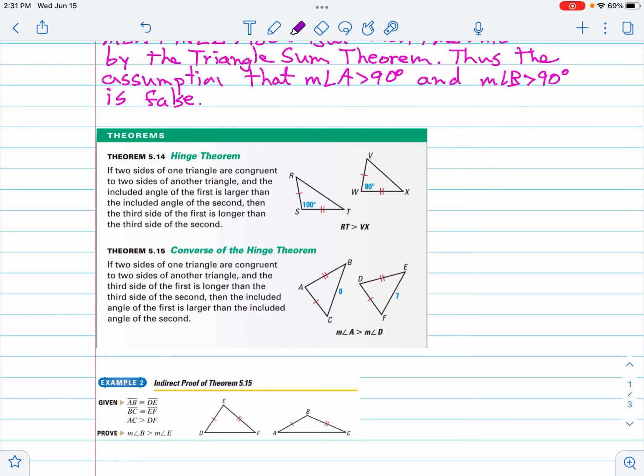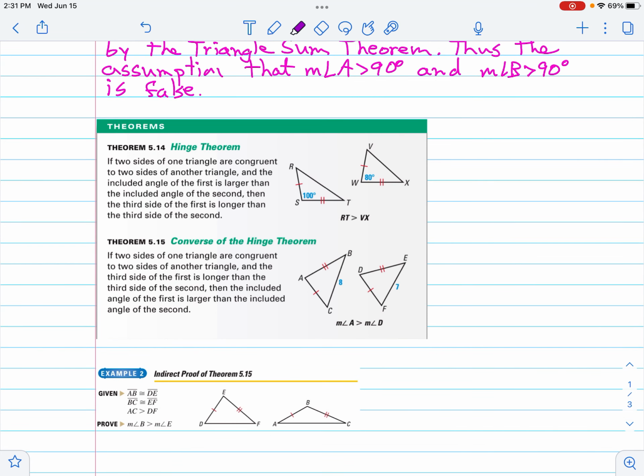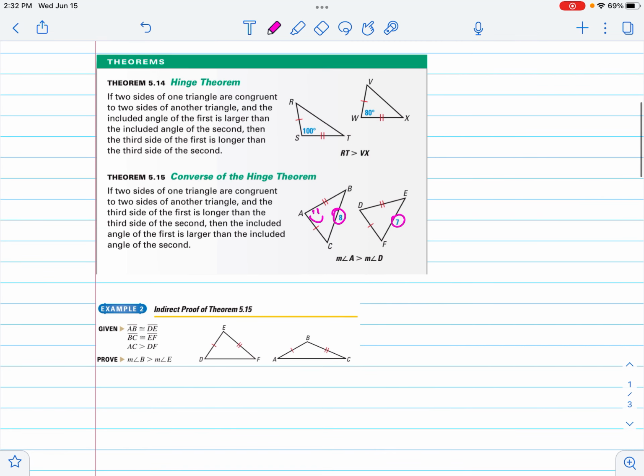Now the converse of that. Let's suppose that once again you have this side congruent to this side, and this side congruent to this side, corresponding sides. Well, in that case, the angle opposite the longer side is going to be bigger. So let's look at this. This side over here is 8, and this side is 7. Therefore, this angle right here is the bigger one. That's the winner. Now, this is the Hinge theorem and the converse of the Hinge theorem.